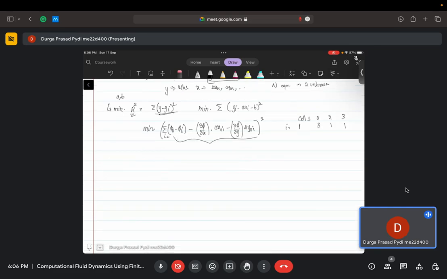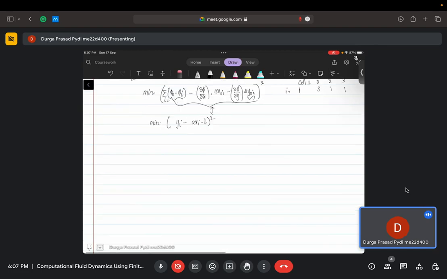So how do you go about solving these equations? I am writing this as y i minus a x i minus b, whole squared. We have another term here, but the idea is fairly straightforward. So how do you solve this equation? If I call this r squared, you just write del r squared by del a equals 0 and del r squared by del b equals 0.